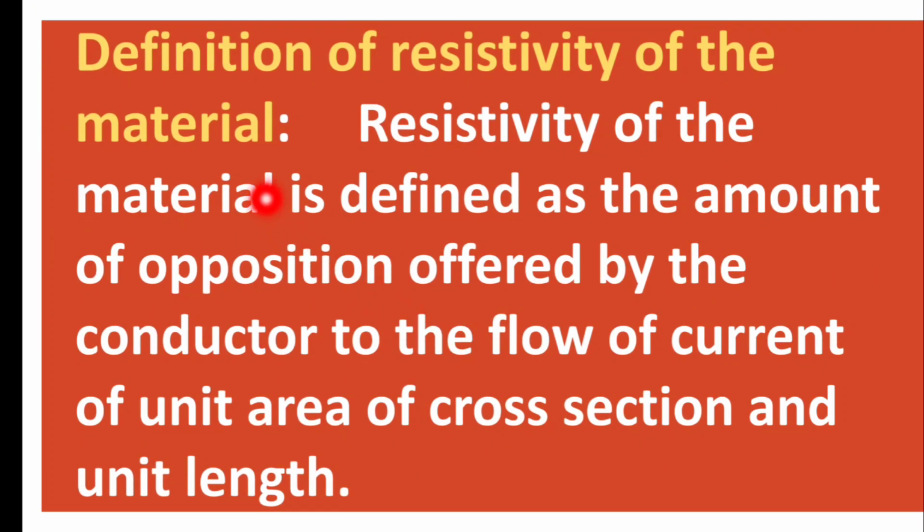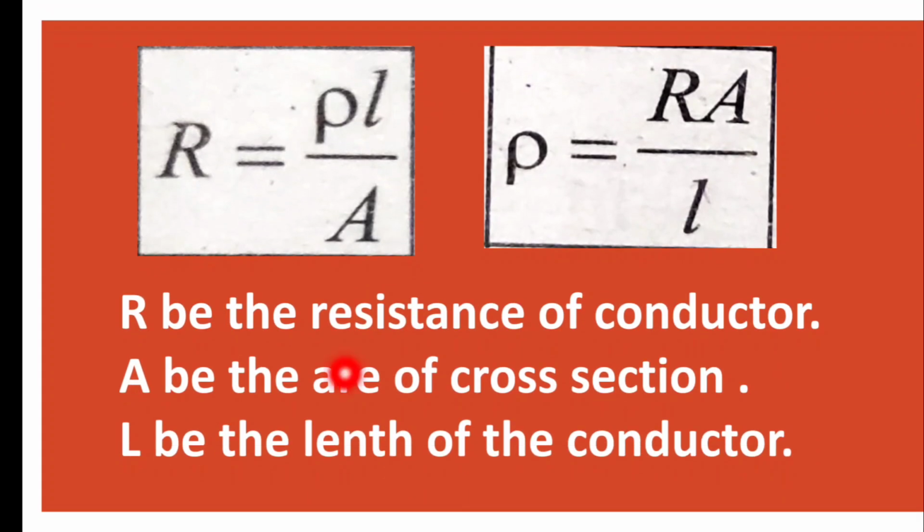Here, the definition of resistivity of the material. The resistivity of the material is defined as the amount of opposition offered by the conductor to the flow of current for unit area of cross section and unit length. It means R is equal to rho into L by A.